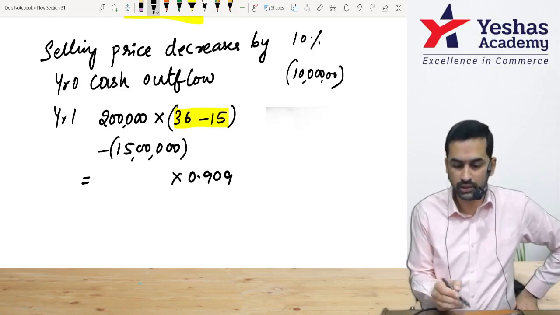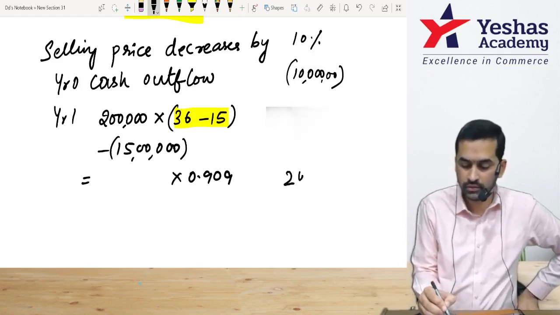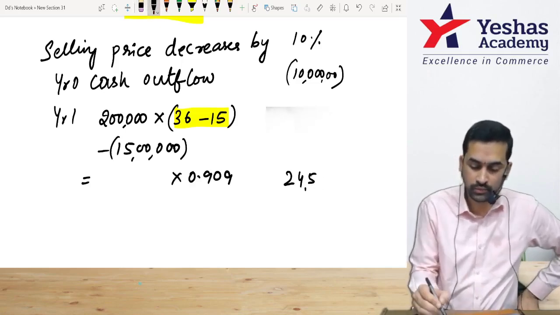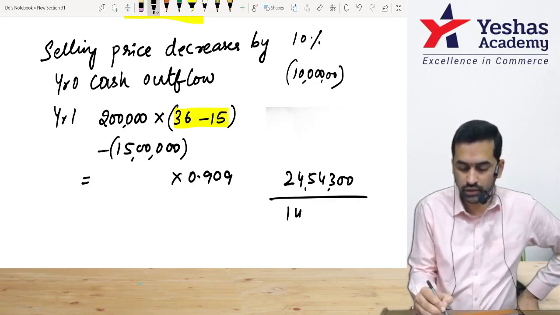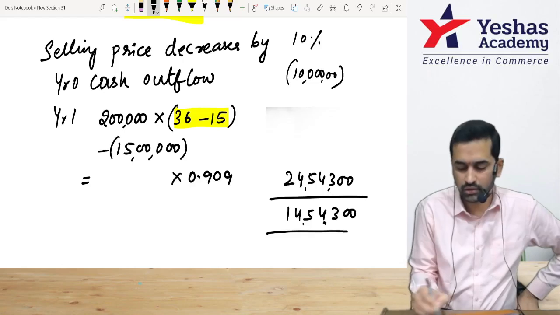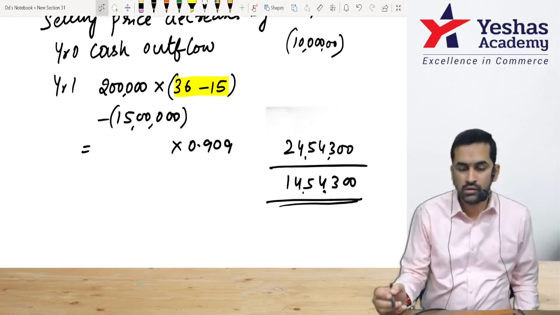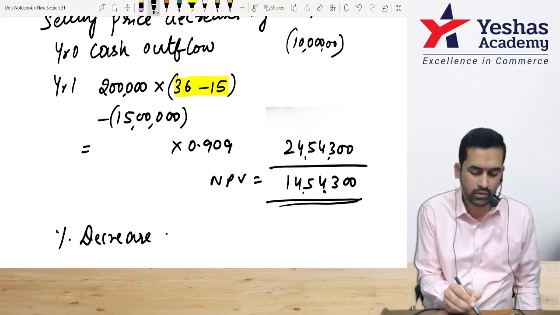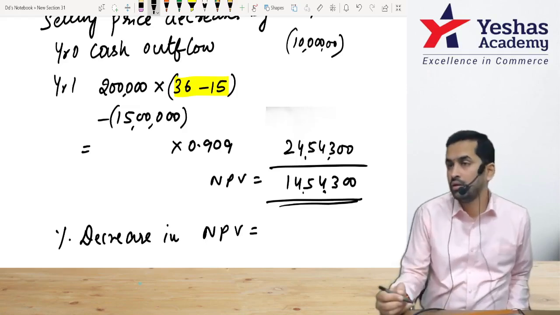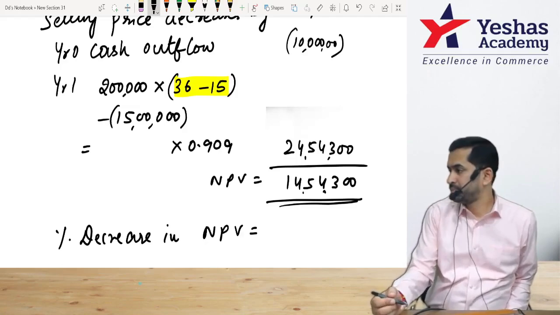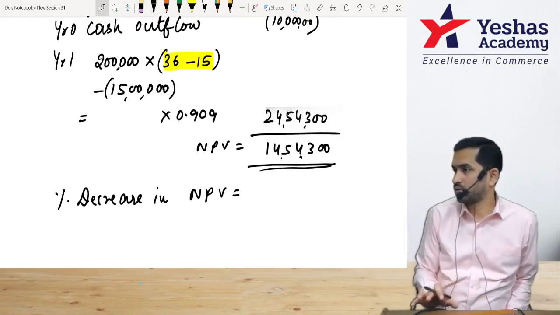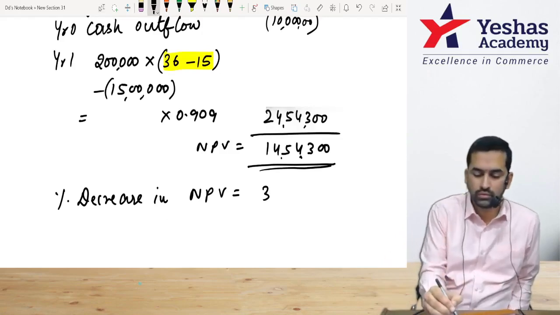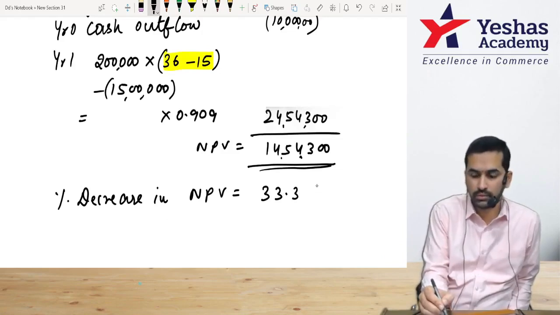You have the year 1 number, anybody? 2450 or 300. Therefore, this is now 1454,300. Percentage decrease when you do, remember, you have to compare base with new. 33.3 approximately.